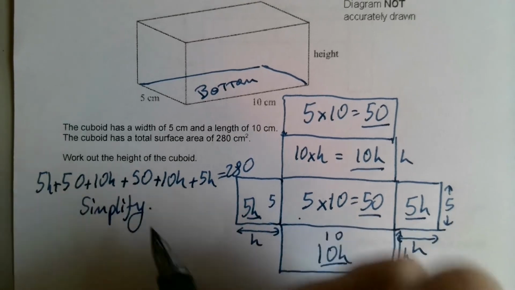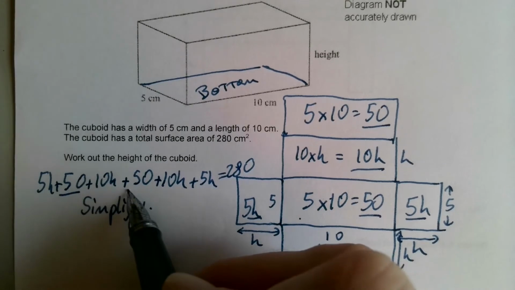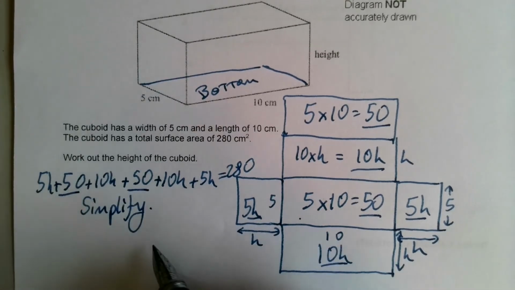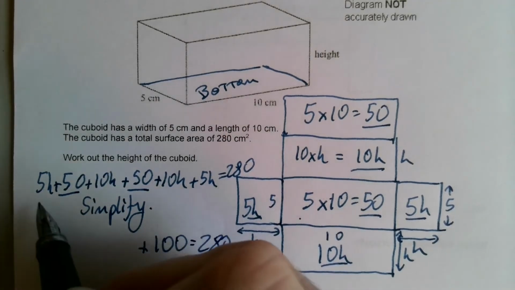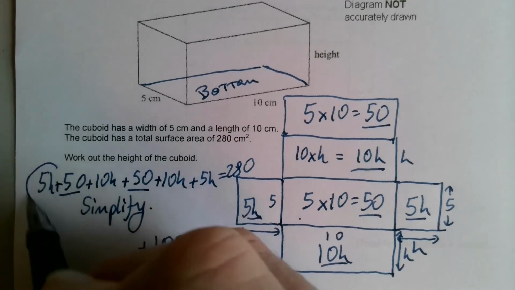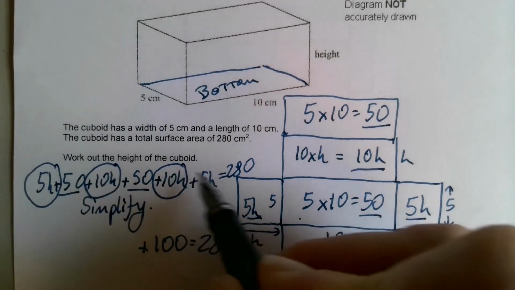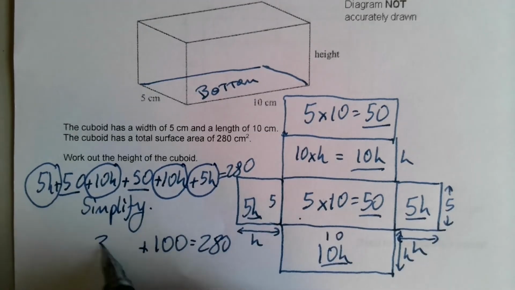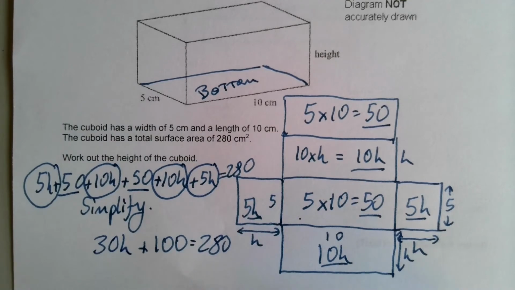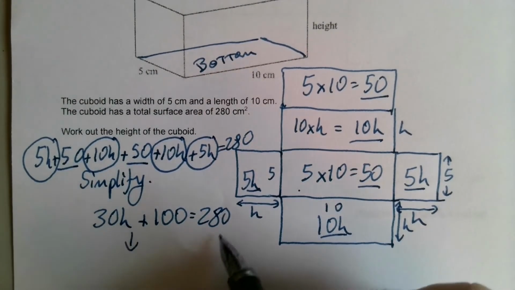First thing we need to do is simplify everything that we've got here, and by simplify I mean add up the numbers that we know. 50 and 50, that's 100, and then how many h's have we got? So I've got 5h plus 10h makes 15, plus 10h makes 25, plus 5h makes 30. So I've got 30 times the height plus 100 is 280, and then I need to solve that equation.